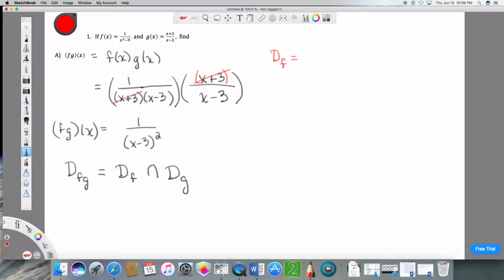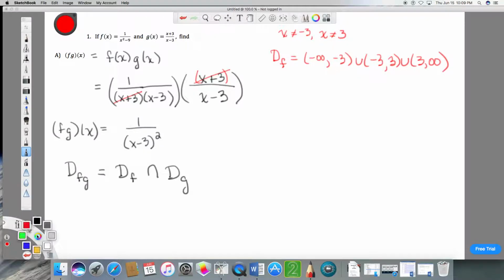So in f here, we've seen that in factored form, this x squared minus 9 is (x plus 3)(x minus 3). So we have to throw out negative 3 and positive 3 from the domain because they cause division by 0. And if we write this in interval notation, we've got from negative infinity to negative 3, excluding negative 3, to positive 3, excluding positive 3, all the way out to infinity.